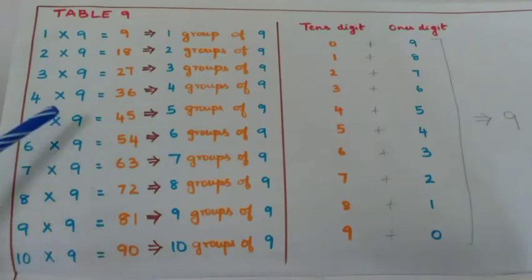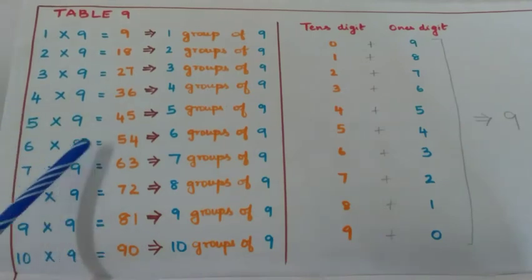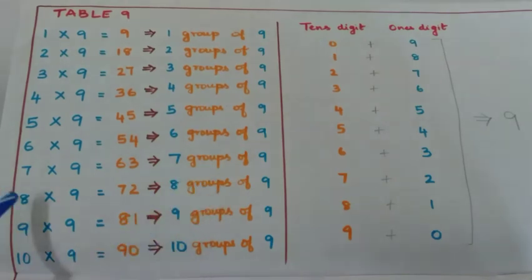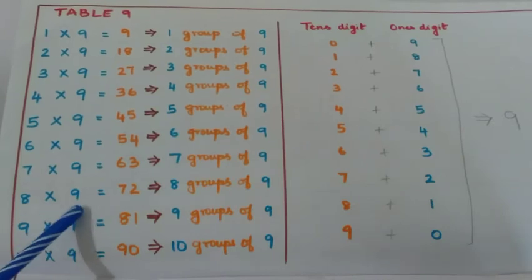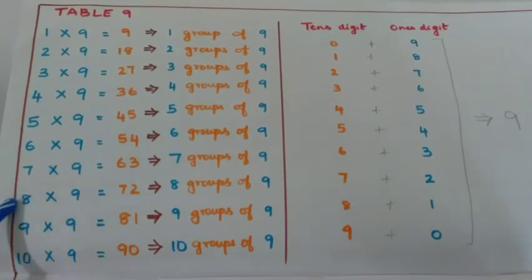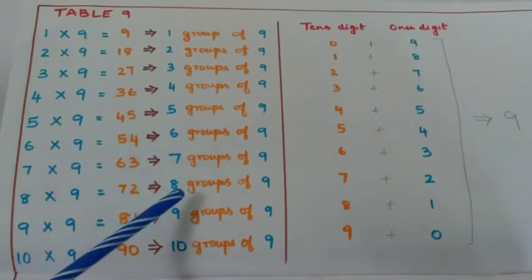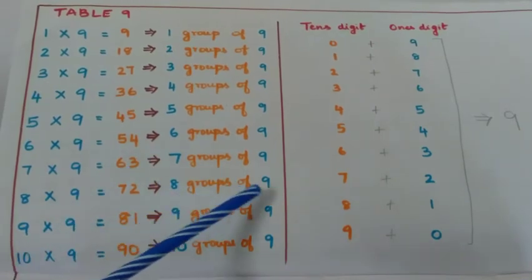And the kid should also know what each of the rows means, for which I have written the explanation here. So now let's take row 8, where 8 is being multiplied by 9. This means there are 8 groups with 9 items in each group. So that is the reason I have written 8 groups of 9 here.